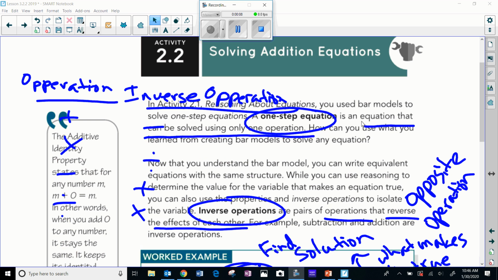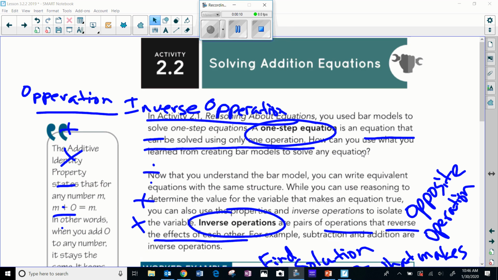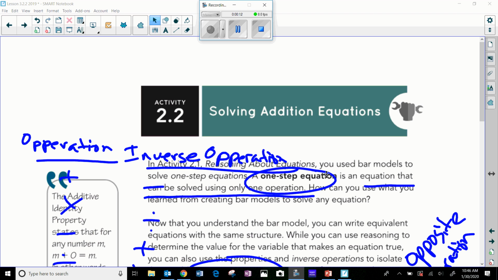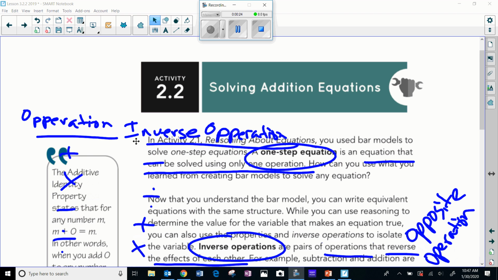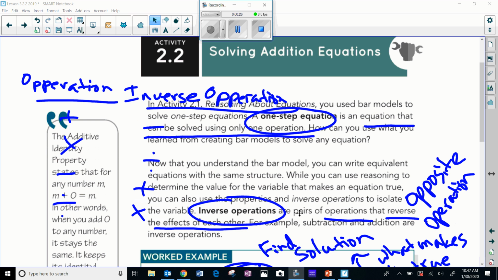We're going to start here on page 112, where it talks about the one-step equation. Basically, an equation that can be solved using only one operation. Remember, operations are the things we do in math, like addition, multiplication, subtraction, division, and so on. The inverse operations, as it says here, are the pairs of operations that reverse the effect of each other. So we could also say they are the opposite operation.